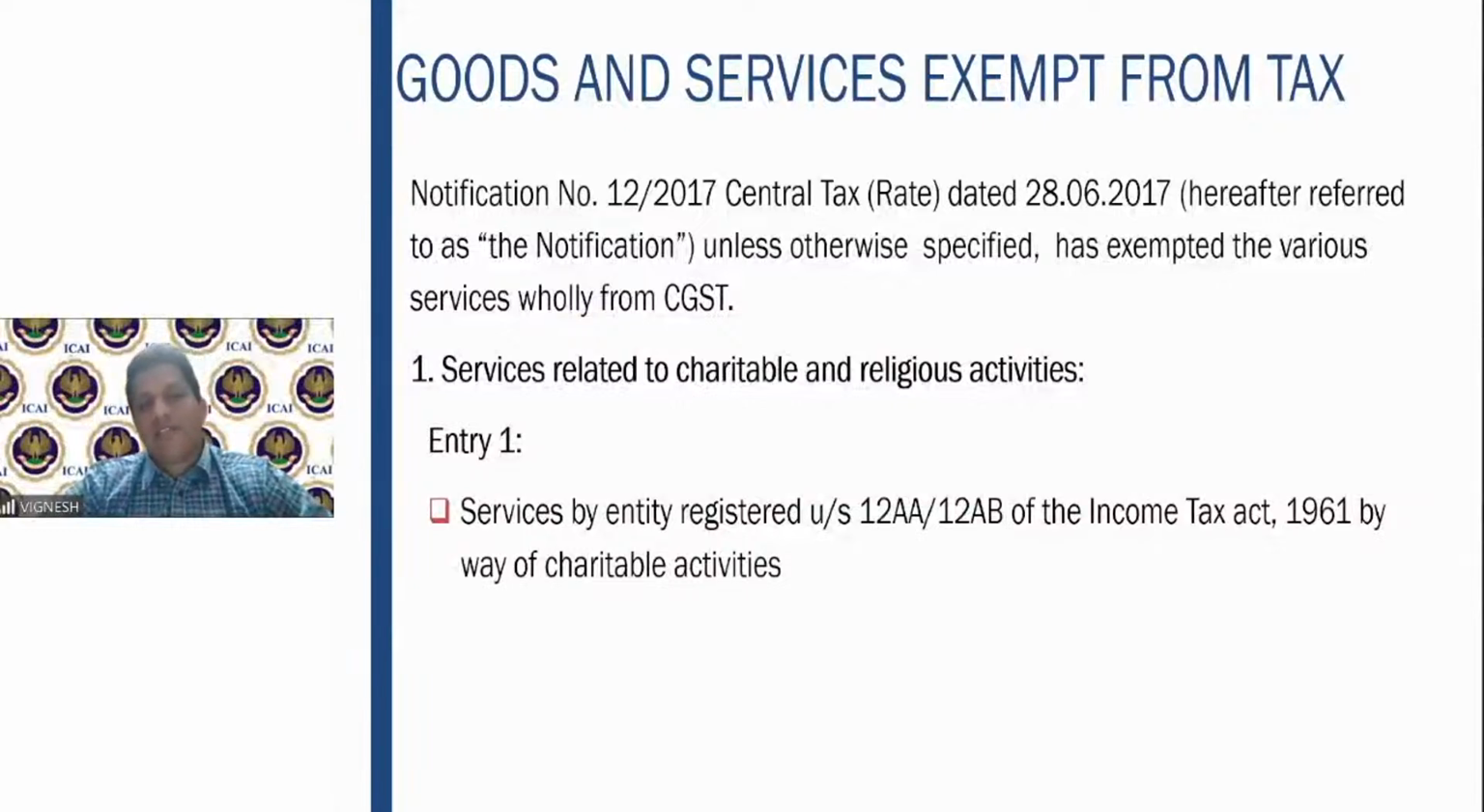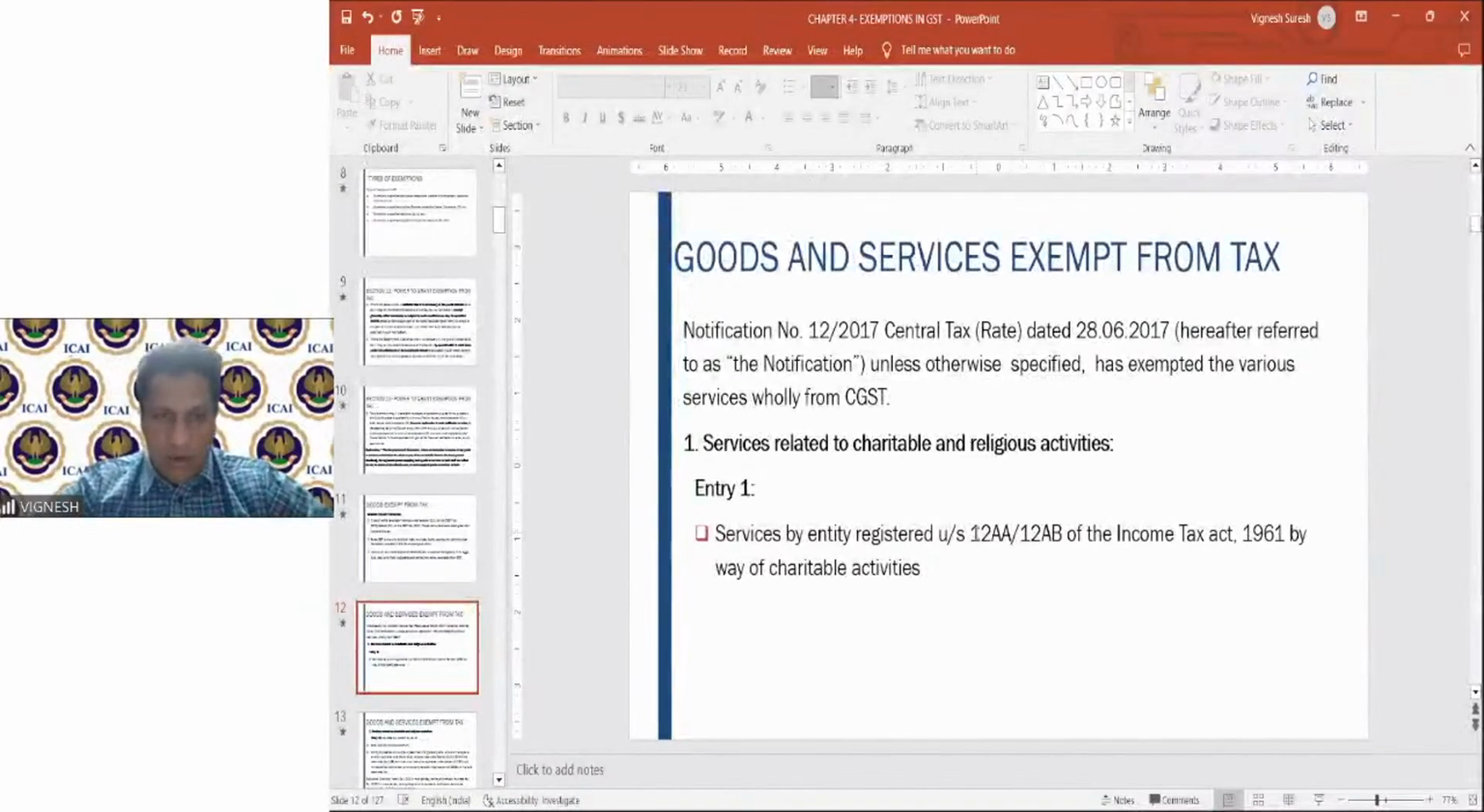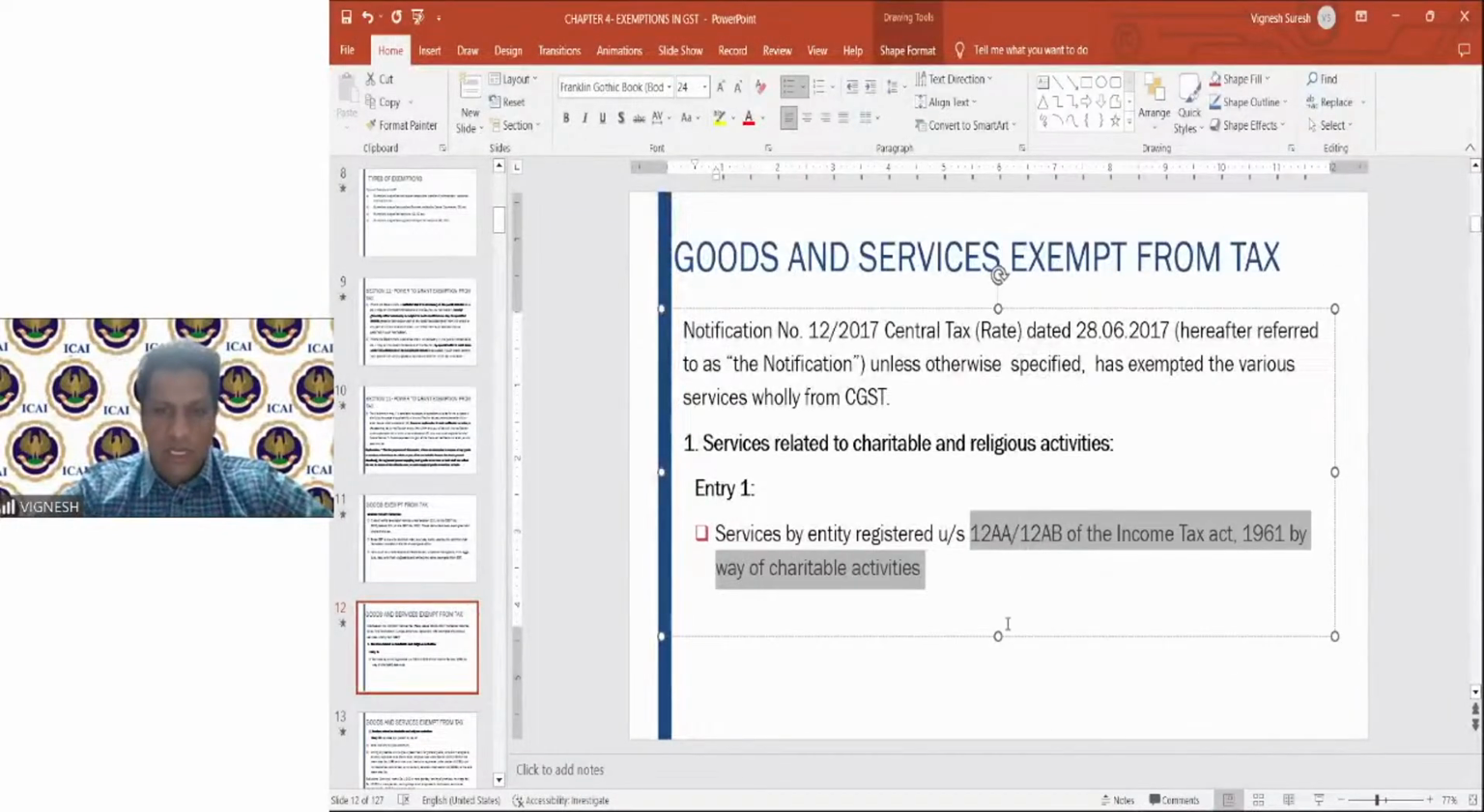First one, services by an entity registered under 12AA or 12AB of the Income Tax Act 1961 by way of charitable activities. So two conditions have to be there. First one, registered under these two sections in income tax, and second one, they have to do charitable activities. Charitable activities means the same thing that is given in the definition, which we saw just around 15 minutes back. Can anyone tell me what you mean by this term 12AA or 12AB?